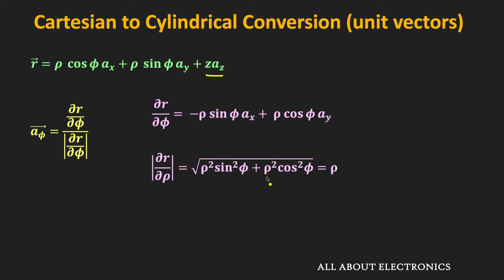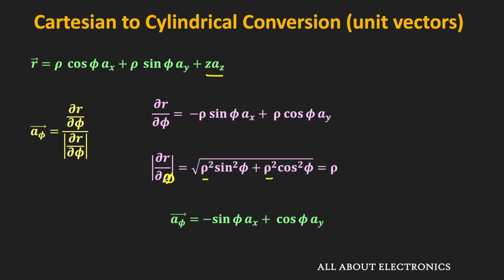So here, if we take this rho square common, then we will have this sin square phi plus cos square phi. And as you know, that is equal to 1. So from this we can say that here this del r divided by del phi is equal to rho. And therefore, here this unit vector a phi is equal to minus sin phi times ax plus cos phi times ay.